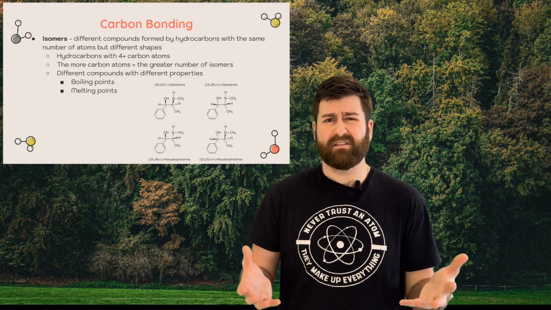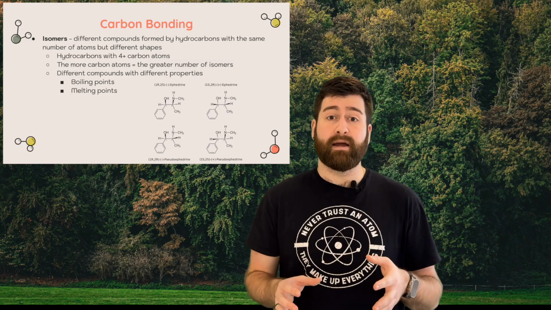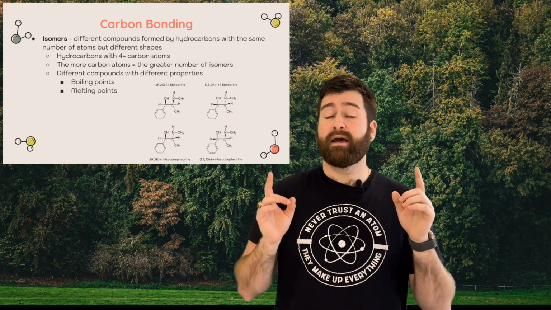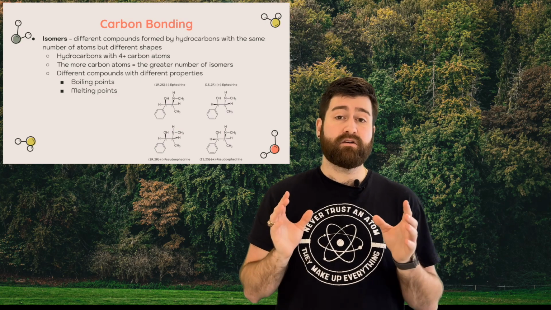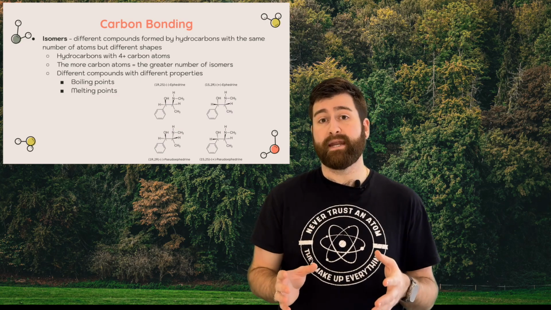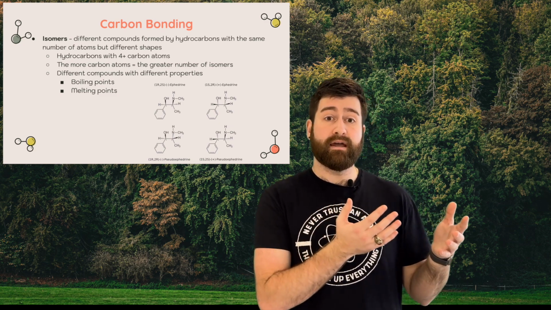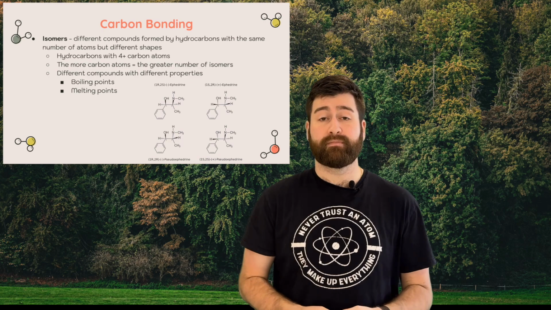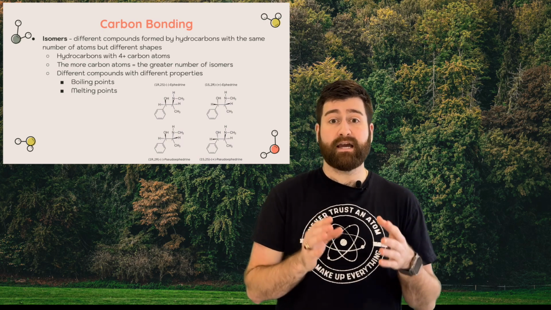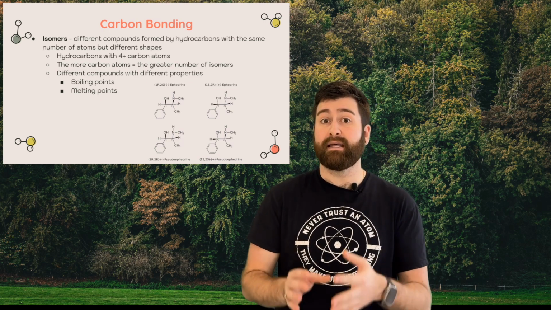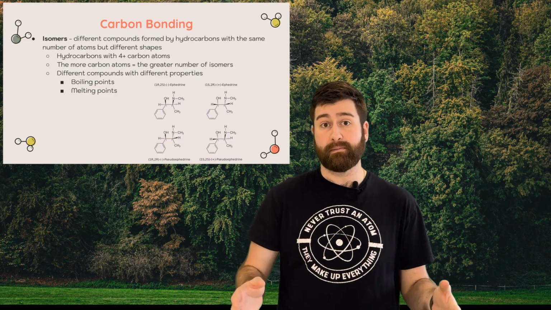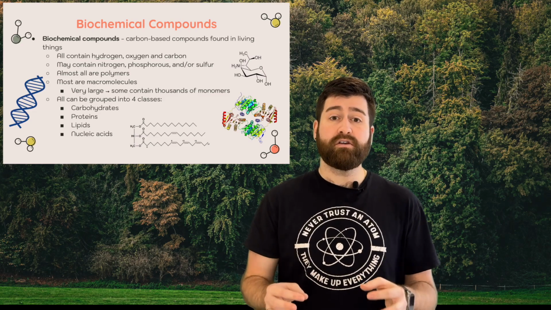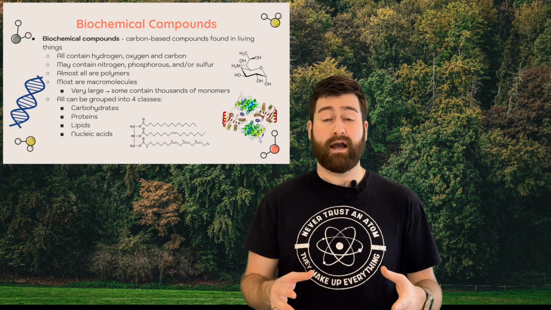But what is an isomer? Isomers are different compounds that are formed by hydrocarbons with the same number of atoms but different shapes. These are hydrocarbons with 4 or more carbon atoms. Now, the more carbon atoms there are, the greater number of isomers that compound can have. Again, these are different compounds with different properties like different boiling points and different melting points.